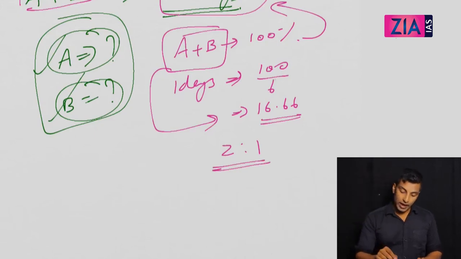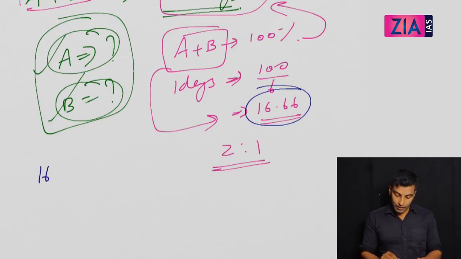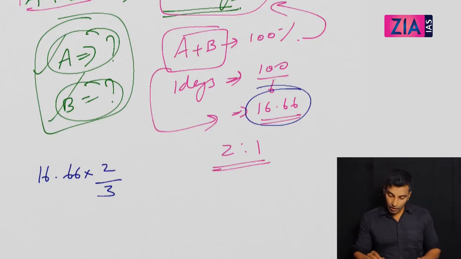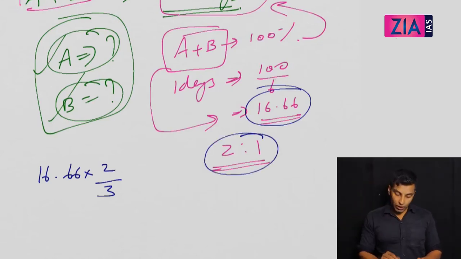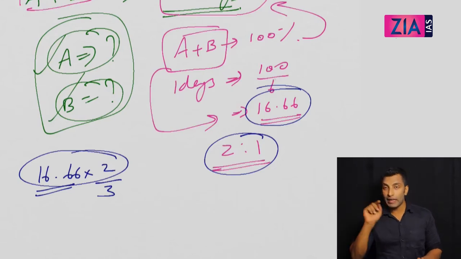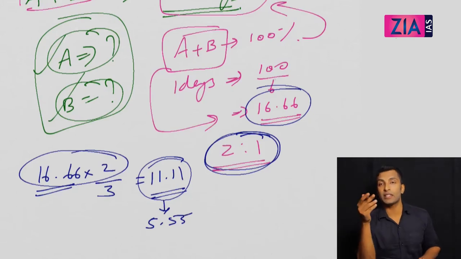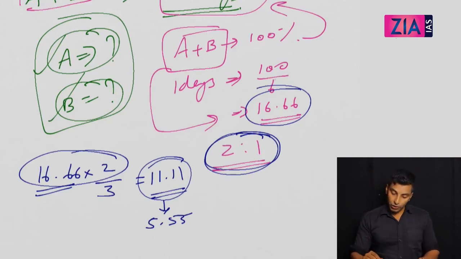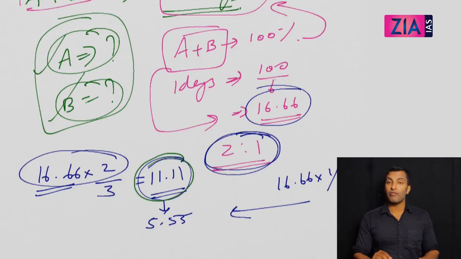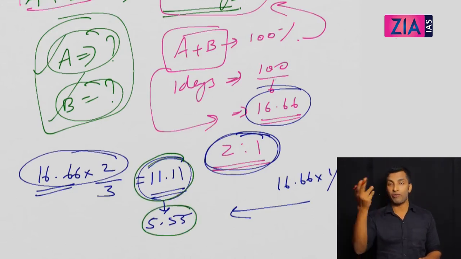Now, if you need to see how much A did in 1 day, you can just do 16.66 into 2 divided by 3. Why? Because out of 3, A is doing 2. So this you will get 33.33 by 3, you will get 11.11. This is what A did in 1 day, 11.11. Now B, see, this is 2:1, so B will do half of it, 5.55. Or you can subtract from 16.66: 16.66 minus 11.11, you'll get 5.55. Or you can do 16.66 into 1 by 3, still you get this. So what you understood is, A will do 11.11 in 1 day, B will do 5.55 in 1 day. That's it.